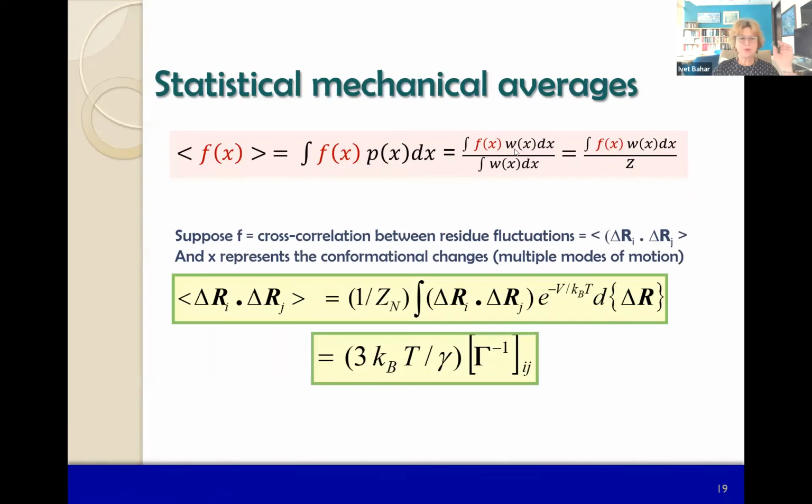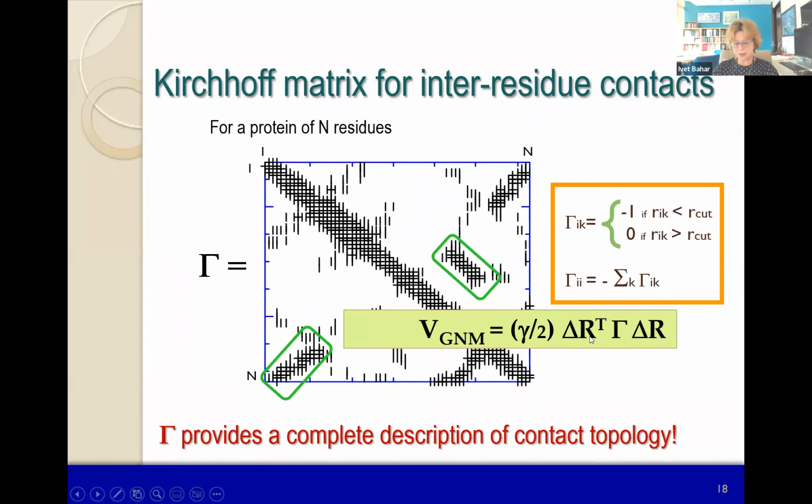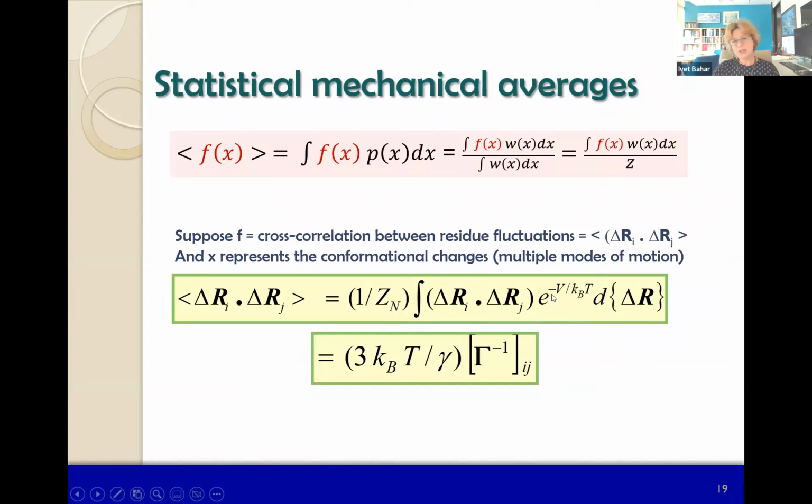Now, in our case, suppose we would like to calculate the cross correlation between the fluctuations of residues I and J. So delta Ri delta Rj, the correlation, averaged over all possible motions, all possible fluctuations of the molecule. In this case, you have the same function within the integral, and then the weight is nothing else than an exponential factor where V, the potential, is simply that expression. If you substitute this expression there, this is called the generalized Gaussian expression. You can take the integral, and I'm skipping the mathematical steps, but the result is a very simple equation.